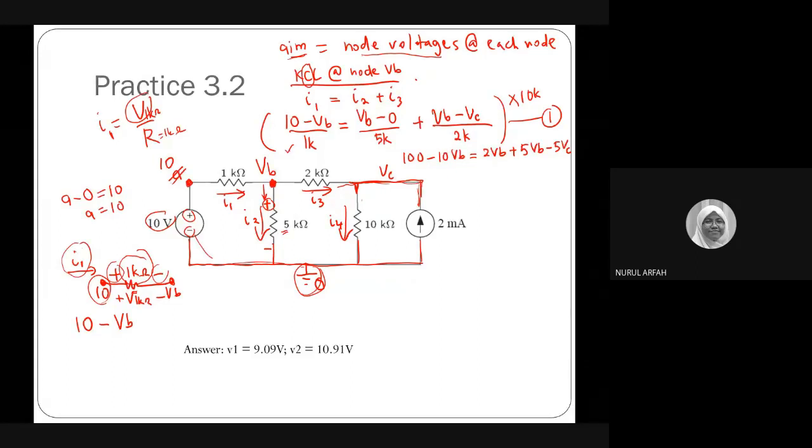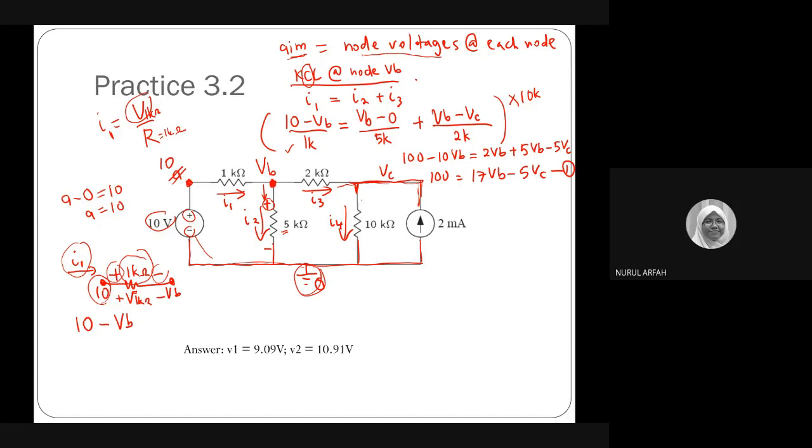Do I get anything wrong here? No, nothing wrong. Check. Okay, then rearrange, and you will have 100 on one side, and then you have 12 VB plus 5, you have 17 VB minus 5 VC. So I can put this one as your number 1, your first equation.